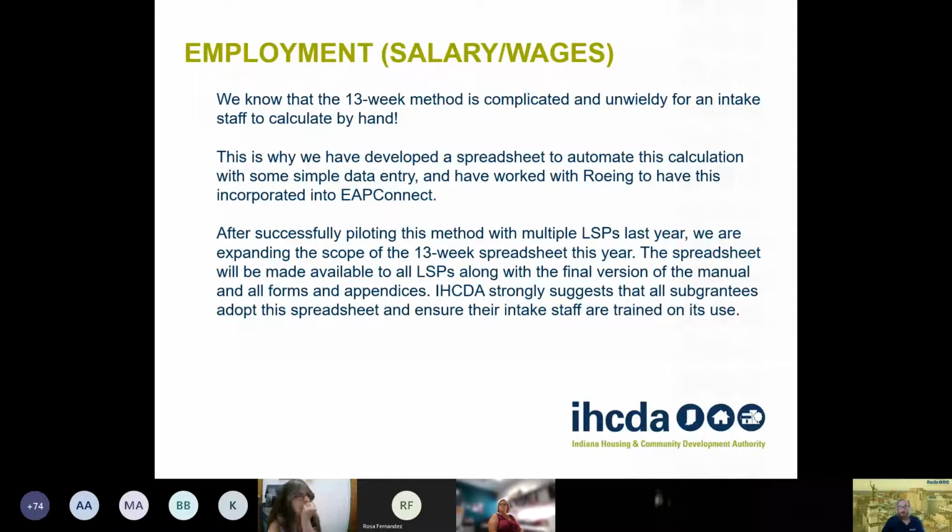And we have worked with Rowing to have it incorporated into EAP Connect. We did successfully pilot this method with multiple LSPs last year. And we are expanding the scope of the 13-week spreadsheet this year. The spreadsheet will be made available to all LSPs along with the final version of the manual and all forms and appendices by probably mid-August, I think I had said yesterday. We do strongly suggest that all subgrantees adopt the spreadsheet and ensure that their intake staff are trained on its use.